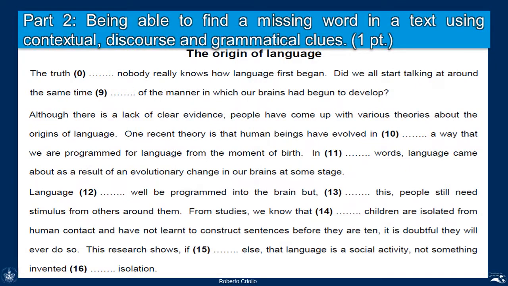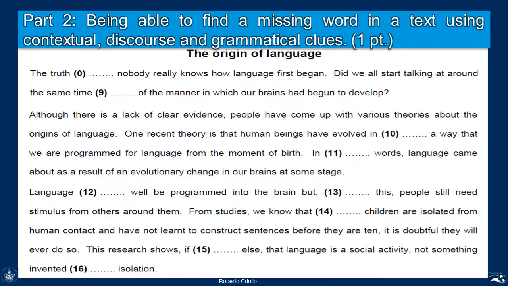Now this is an example of part 2 of the use of English section. There is a text, and we need to be able to find all of the missing words in the text using only the contextual, the discourse, and the grammatical clues in the text. So we have no information, there are no options, we just need to figure it out by ourselves. Let's do this one together.